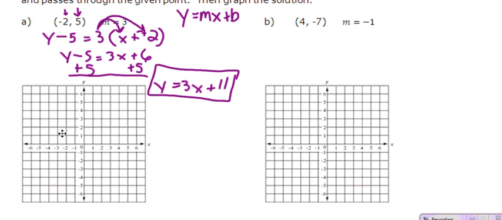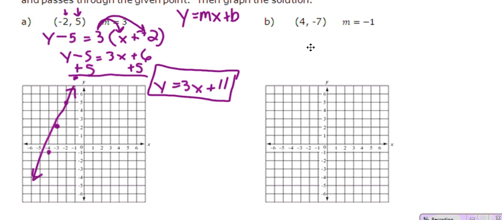I have a point, so I go to negative 2, 5. I make a point. And then my slope is 3, or 3 over 1. So I go up 3 and over 1. Notice how I don't really have the space to do that? I can go down 3 and over 1 to the left. So then I can connect to make my line, and your lines will be better than mine. But there's what we have.